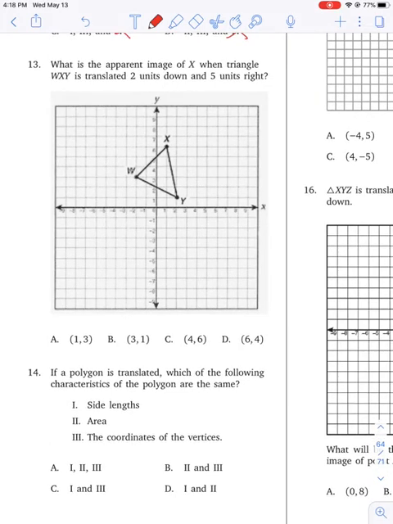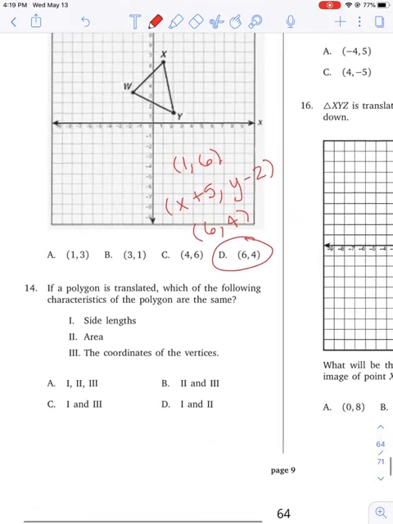Okay, so we are going 2 units down and 5 units right. And they're only asking about X. X looks to be at (1, 6). So I'm applying the rule: 5 units right is x plus 5. 2 units down is y minus 2. So 1 plus 5 is 6. And 6 minus 2 is 4. So D is correct.